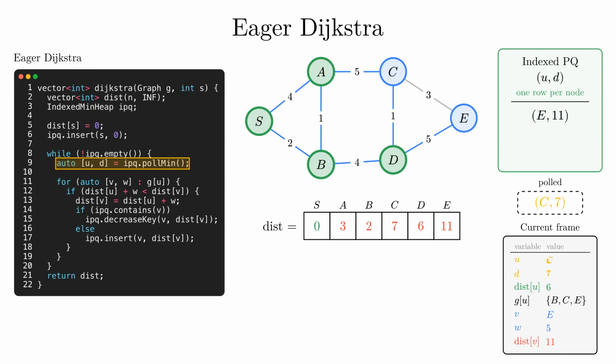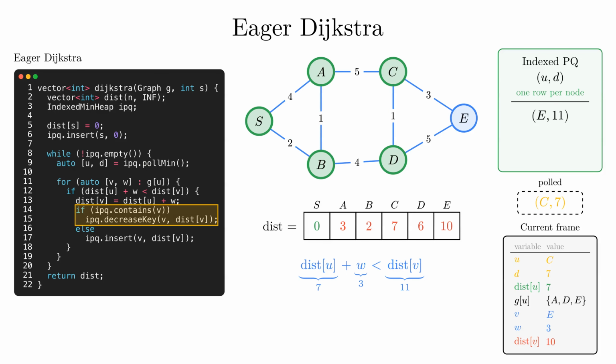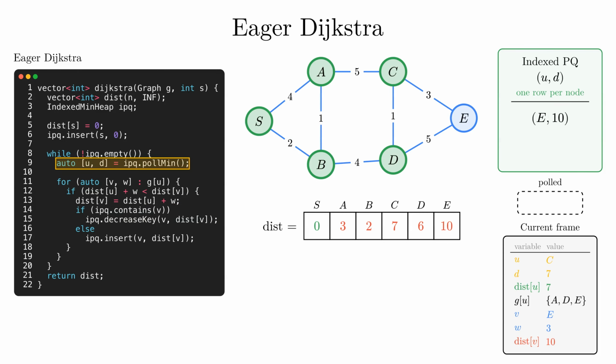C comes out at 7 and is finalized. From C, the edge to E costs 3, so 10 is better than 11. One more decrease key, and E's row drops from 11 to 10. Finally, E comes out at 10. Both of its neighbors are already finalized, so nothing improves, and the queue is empty. The loop ends and we return. Same distances as before. S0, A3, B2, C7, D6, E10, and the same shortest path tree.